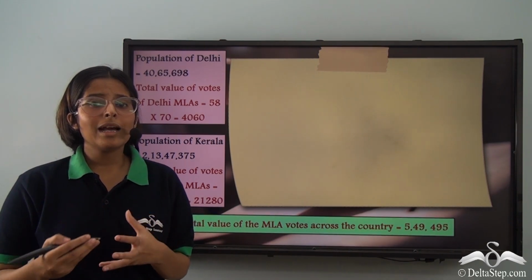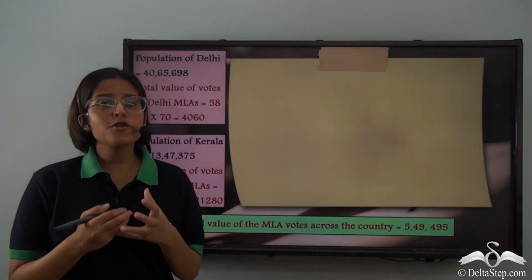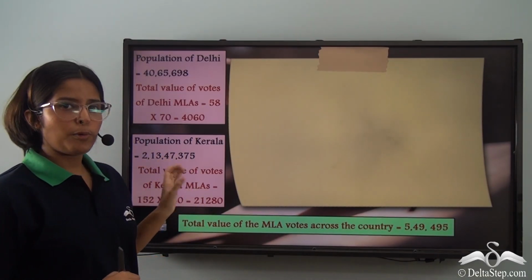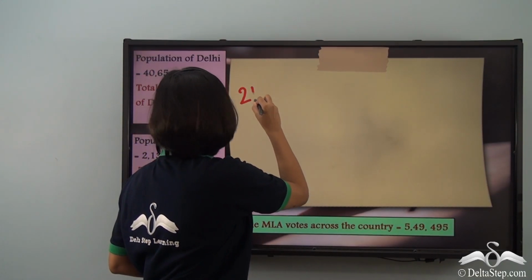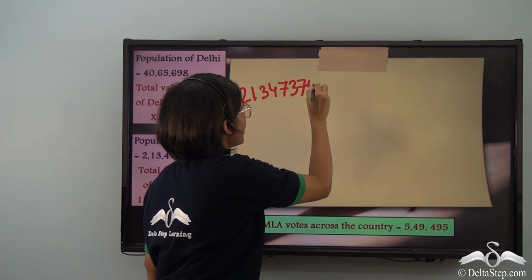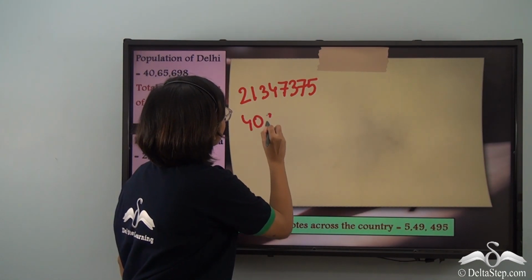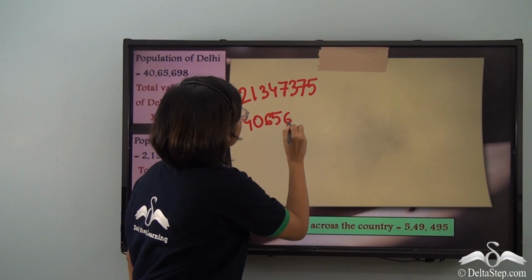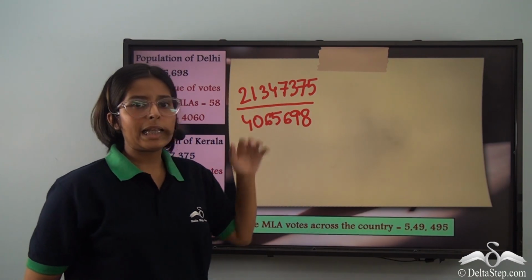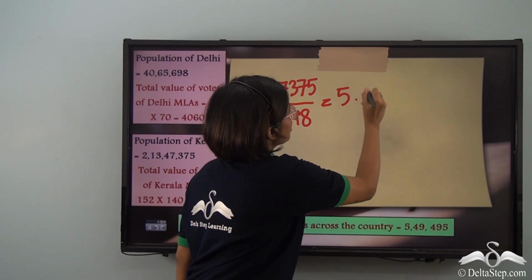Now we've said that there is a proportional representation. So let us check if it is true, if in reality the proportion is maintained or not. As you can see, the total population of Kerala is 2 crores 13 lakhs 47,375, while that of Delhi is 40 lakhs 65,698. Now if you divide the population of Kerala with the population of Delhi, we get 5.25.